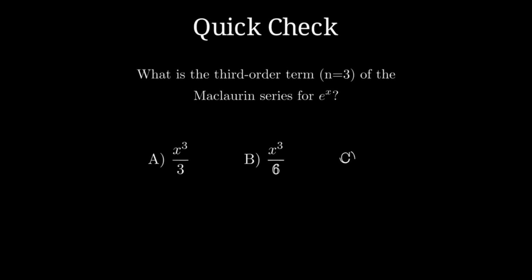What is the third-order term of the Maclaurin series for e to the x? If you said x cubed over 6, you're correct. Remember, the denominator is 3 factorial, which equals 3 times 2 times 1, giving us 6.